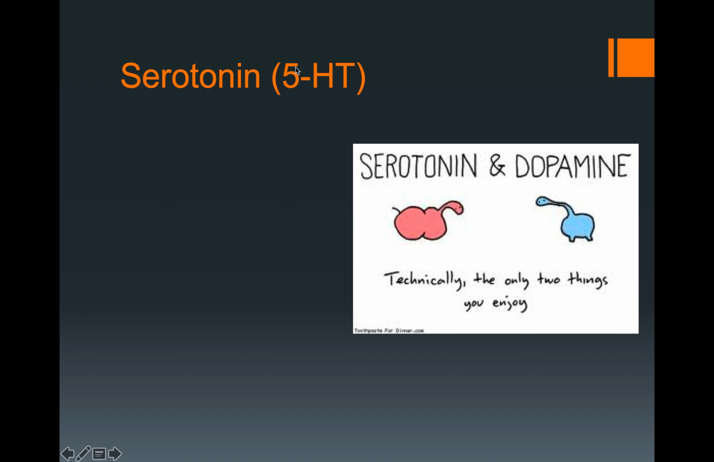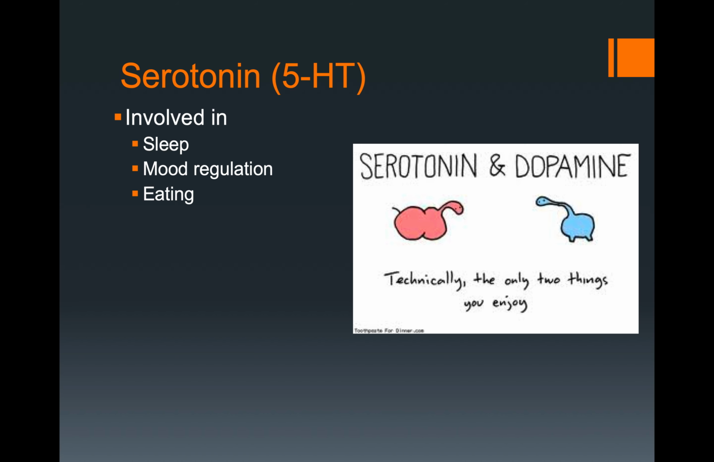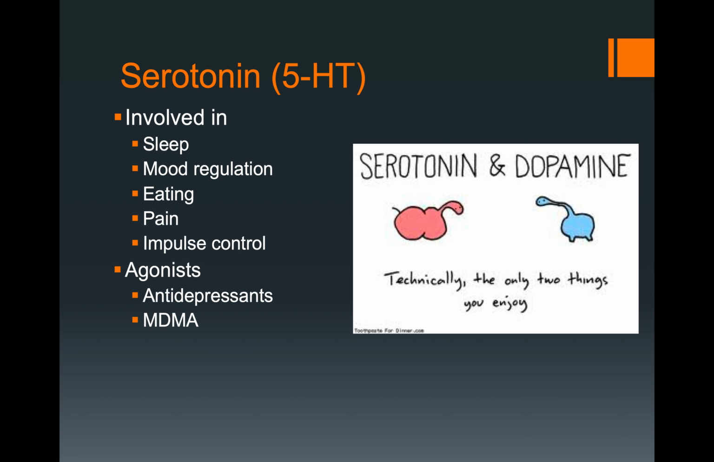Serotonin, which is frequently abbreviated 5-HT, involved in a wide variety of things, including regulation of sleep, mood regulation, so a lot of antidepressants, if not all, influence serotonin, eating, hunger and eating behaviors, pain regulation, including migraines, impulse control. So low serotonin is associated with being more impulsive. So most antidepressants, if not all, are serotonin agonists. Some of them, I said, work by blocking the reuptake of serotonin.